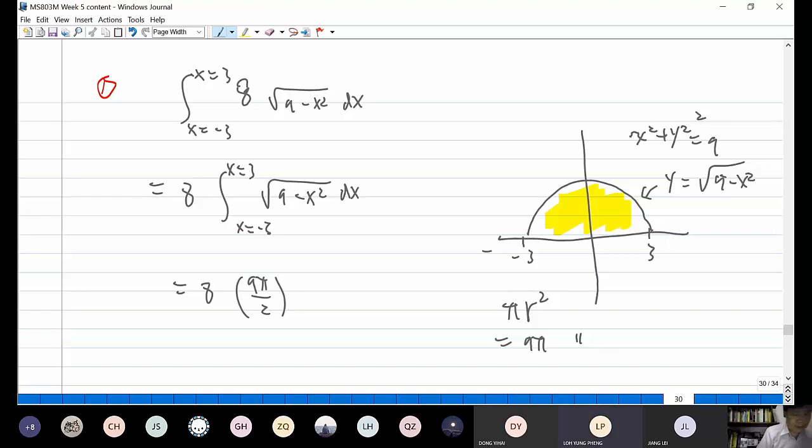Okay, that was easy, right? The radius is 3. So the area of the circle is 9 pi, pi r squared. So half of the area is 9 pi over 2. Then it will give you 36 pi. Yes, 36 pi.